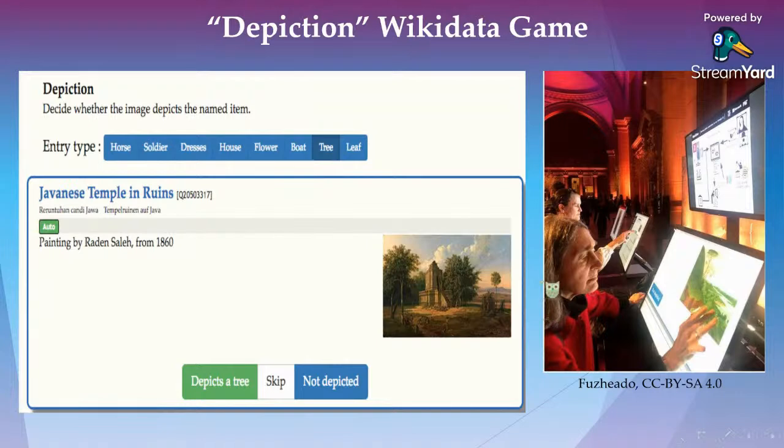A final example from the Met is this game. This is something that I think is really cool because it's, again, allowing us to involve the public. Even small kids can play this game. All it does is show you a picture and ask you to say, is there a tree, yes or no, or skip if you're not sure. But if you say, yes, there is a tree here, there's a statement written behind the scenes into Wikidata.